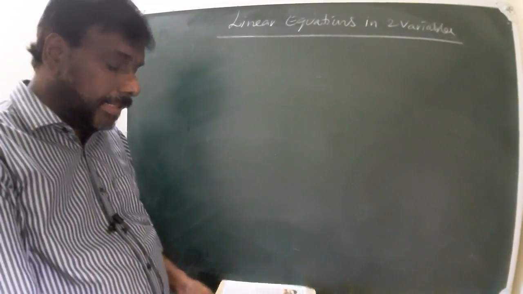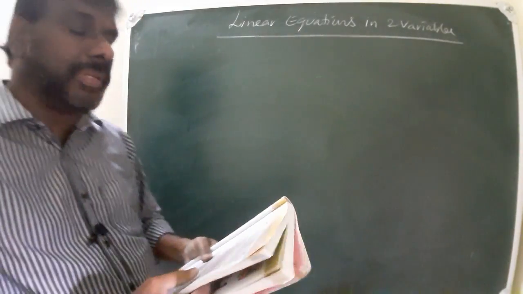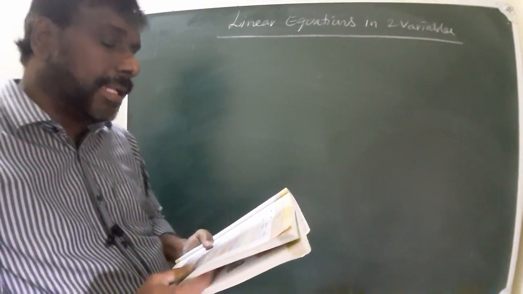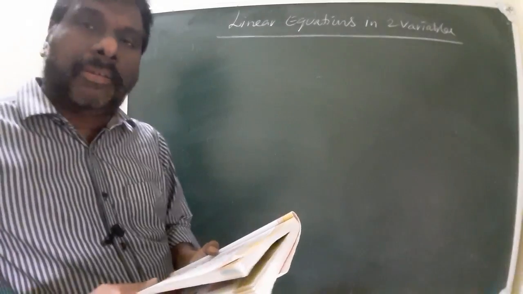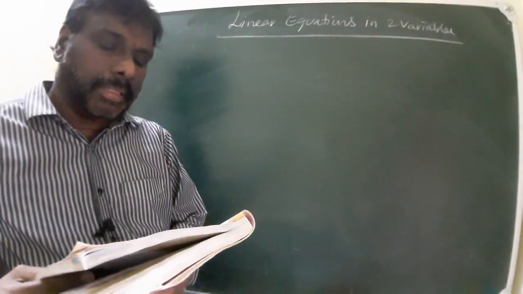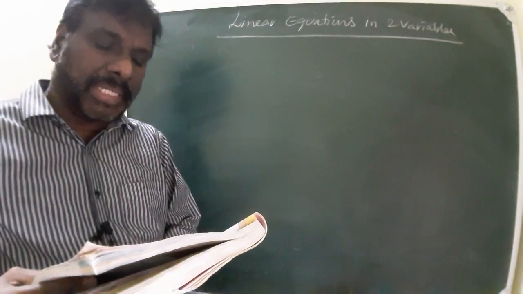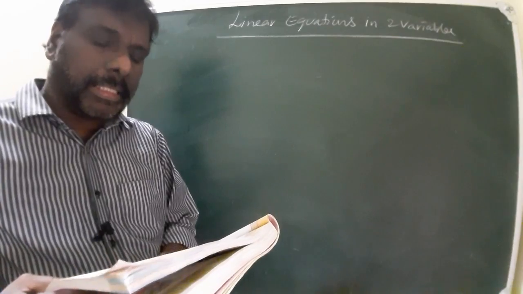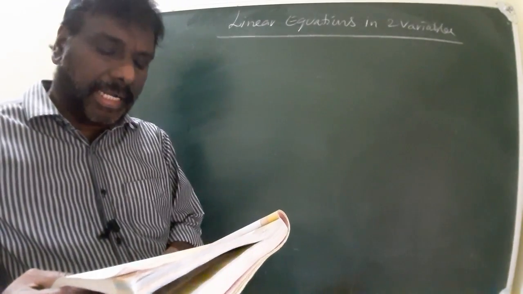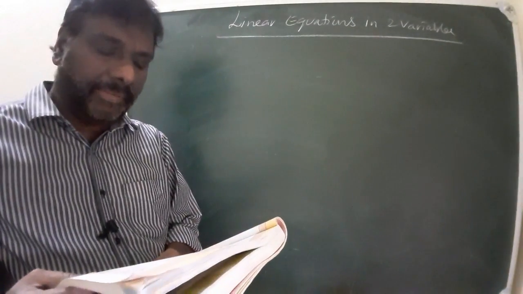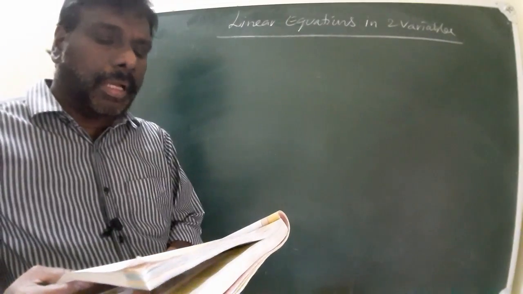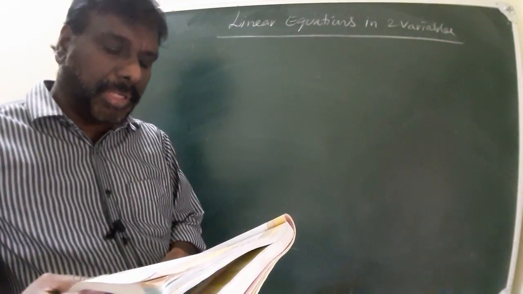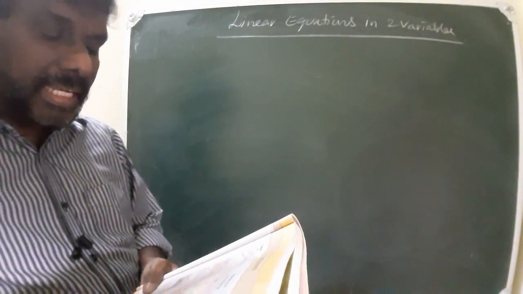This year, only 6 chapters are given for your 9th class syllabus. It was already given in the WhatsApp group. Real numbers, polynomials, lines and angles, linear equations, statistics, and surface areas and volumes. We have already completed real numbers and polynomials. Now we'll do linear equations.